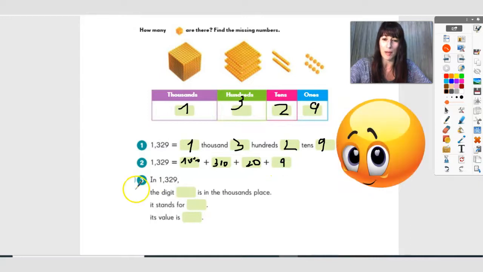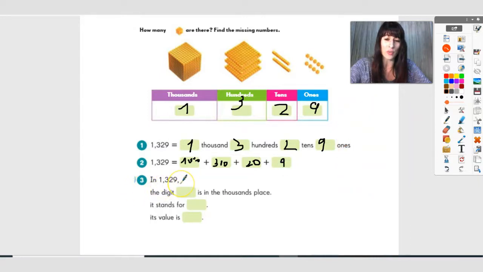Beautiful writing, Miss Bielova. So in 1,329, the digit 1 is in the thousands place. Digit 1 is in the thousands place, and it stands for 1,000. Yes, getting better. Its value is 1,000.